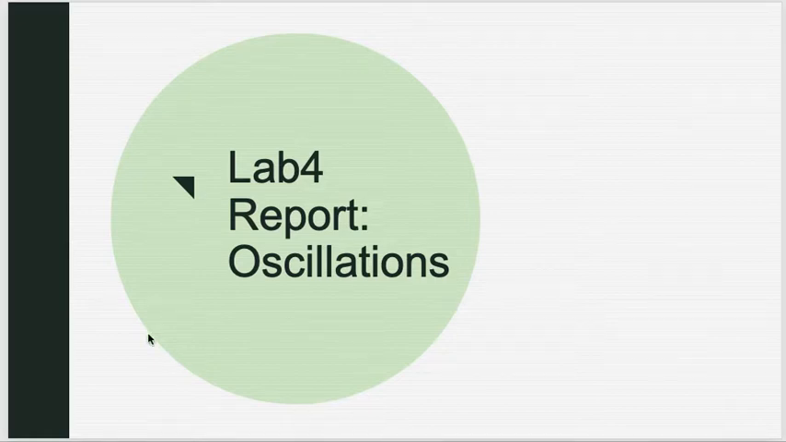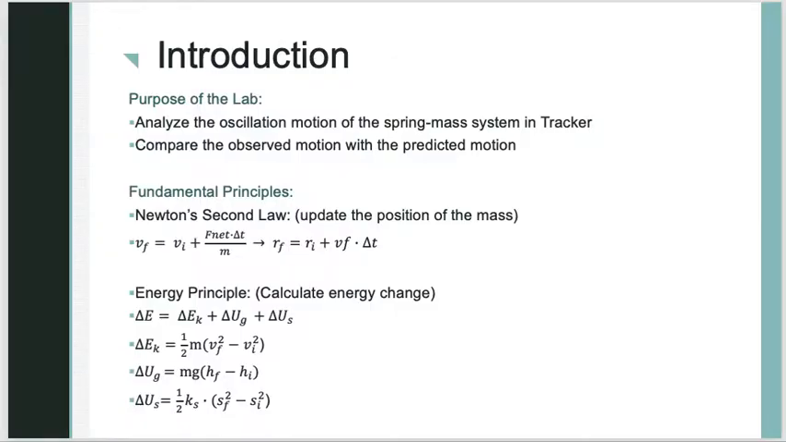Welcome to my Lab 4 report on oscillation. The purpose of the lab is to analyze the oscillation motion of the spring-mass system in Tracker and compare the observed motion with the predicted motion in GlowScript.